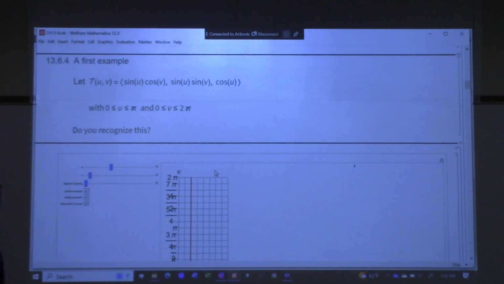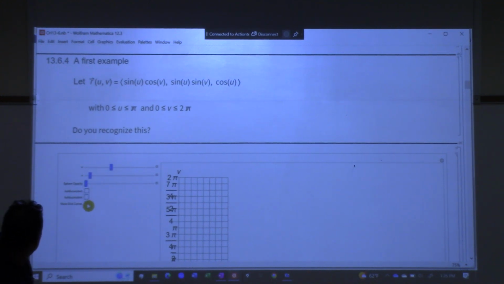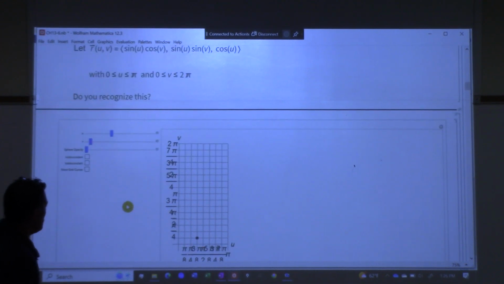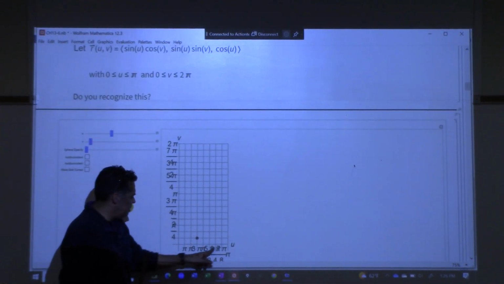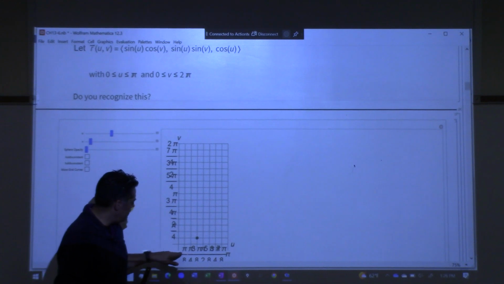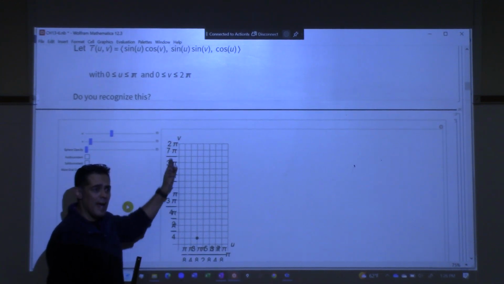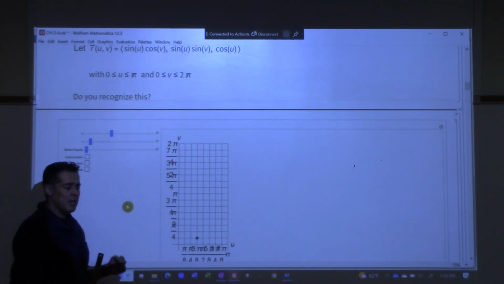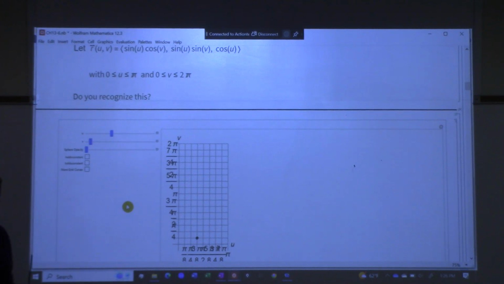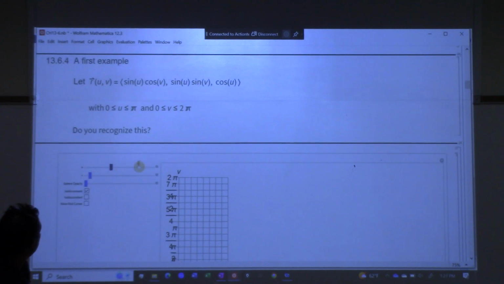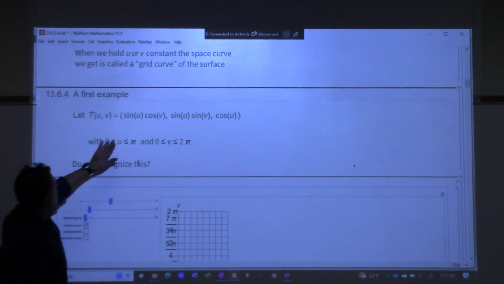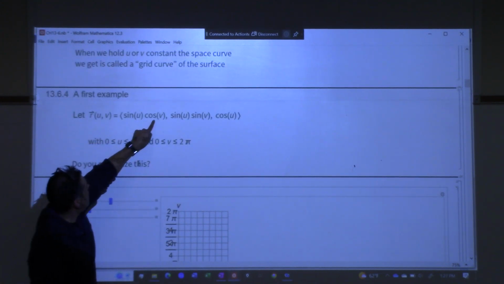I'm going to ask you right now to look at this grid. Ignore the clutter, okay? This is our u-axis and this is our v-axis. What I'm going to do is hold one of these variables constant. So let's hold v constant first. Go up and look at this function, and what would happen if I held v constant?